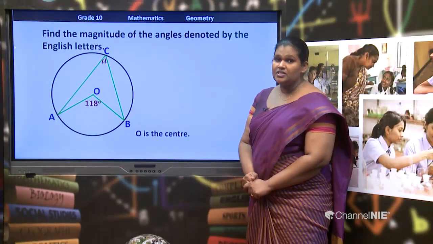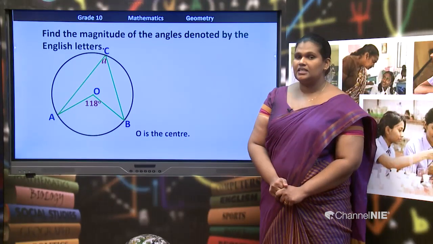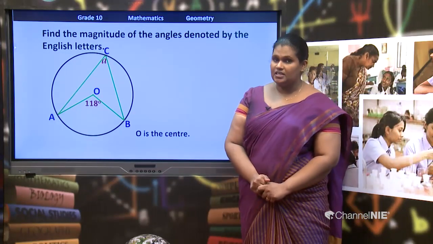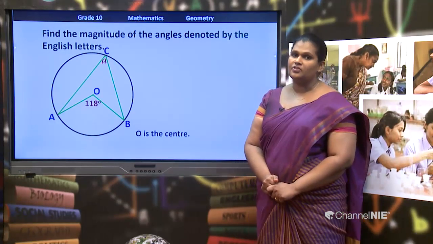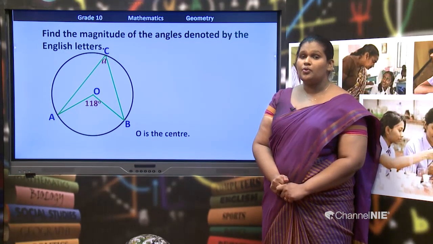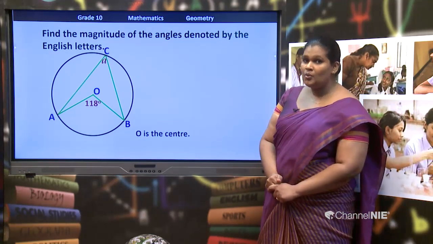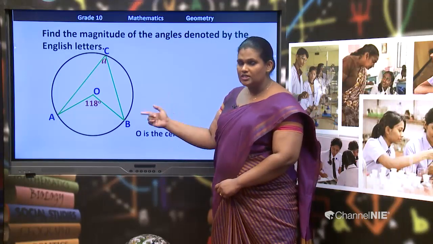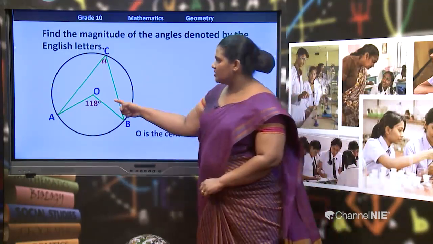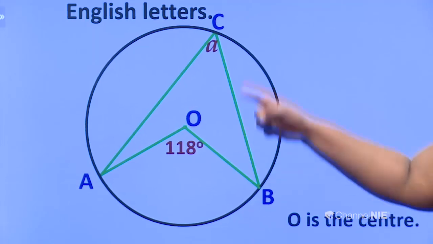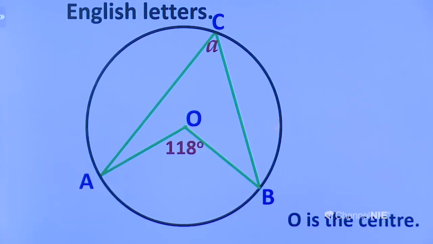Right. That means previously we have learnt a theorem: the angle subtended at the center of the circle by an arc is twice the angle subtended on the remaining part of the circle by the same arc. Right. Now, we can relate that theorem to this question. Now, this is the angle subtended at the center by the minor arc AB. Using the same minor arc AB, we have the angle subtended at the remaining part of the circle.